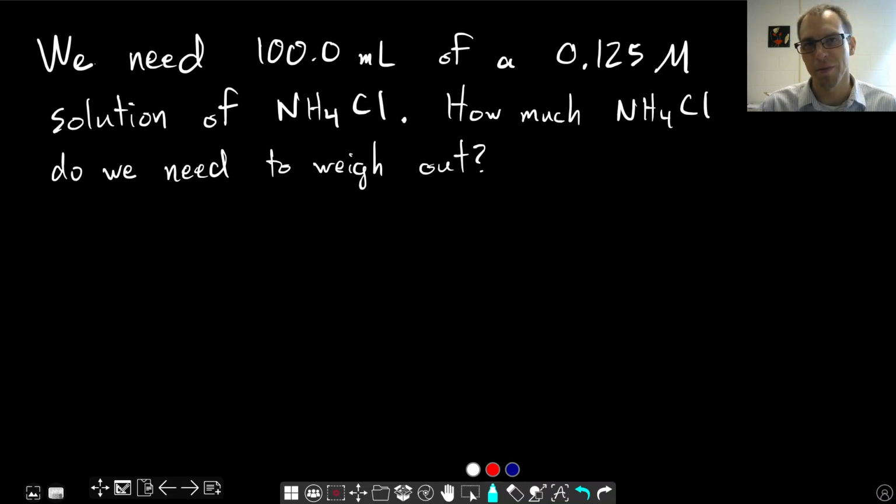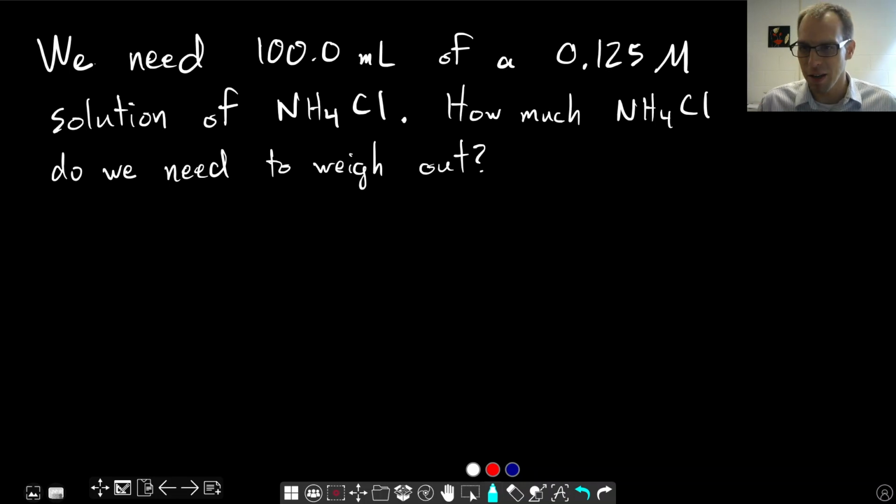As another example of how we can use molarity, and this is a really common question if you're preparing solutions in a lab: you often have a volume of a solution that you need, say 100 milliliters in this example, and you know the concentration you need. The protocol you're following says, I need a 0.125 molar solution. That's what a previous researcher used, and that was a good concentration for whatever reaction you're trying to run.